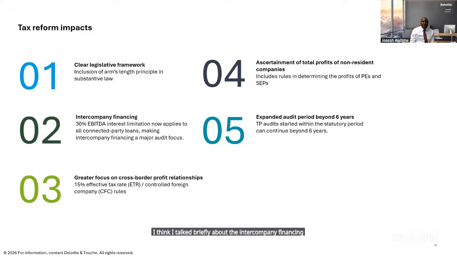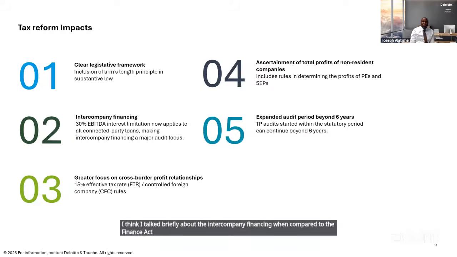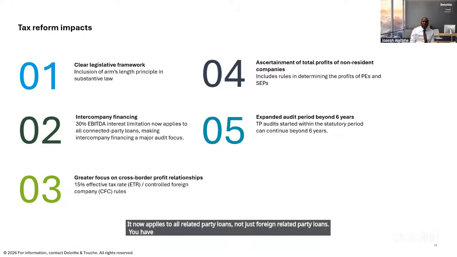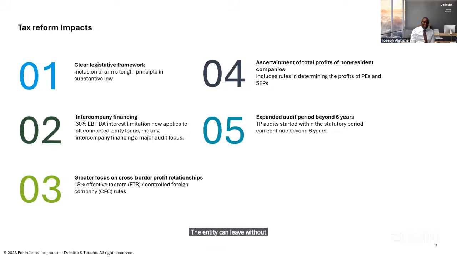When compared to the Finance Act, you now see that the 30% EBITDA rule applies to all related party loans, not just foreign related party loans. You have lots of sections now that are focused on cross-border relationships, including minimum ETR, CFCs, where the entity can live without dividends, etc.